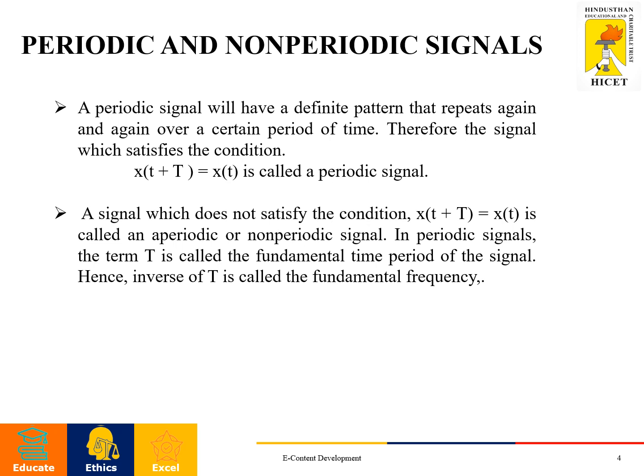In a periodic signal, the term T is called the fundamental time period of the signal. Hence, the inverse of T is called the fundamental frequency. So frequency and time period are inversely proportional to each other.